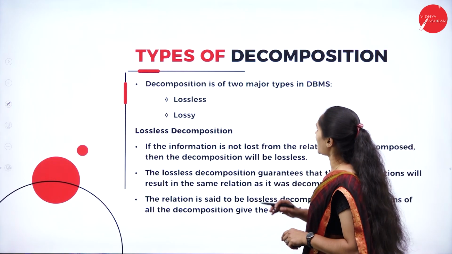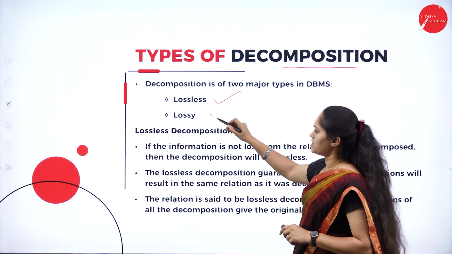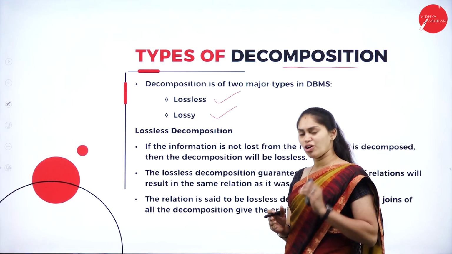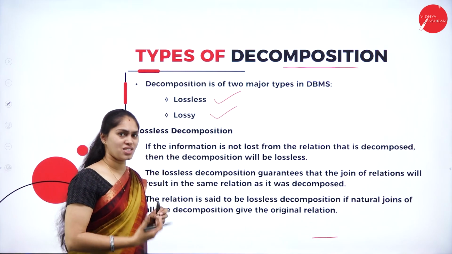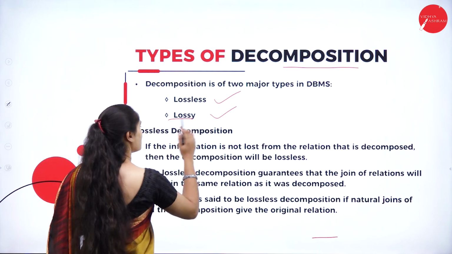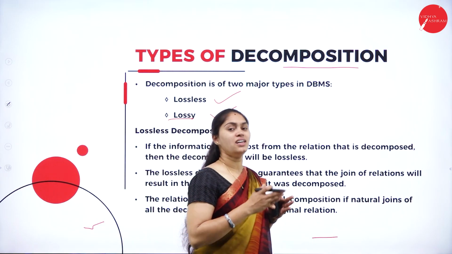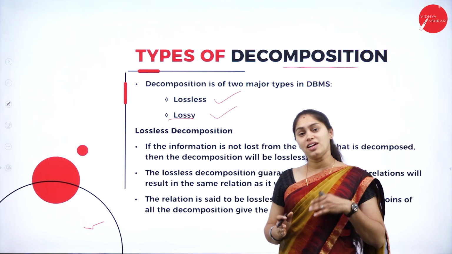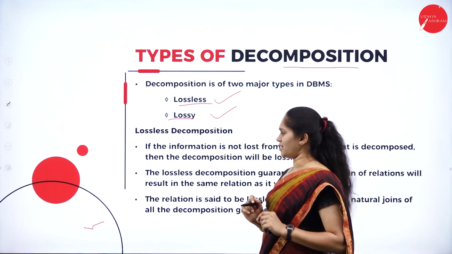Then what about the types of decomposition we have? It can be lossless decomposition or lossy decomposition. You got to know what decomposition is. If some loss of information is taking place, then we call that a lossy decomposition. Though we are decomposing or dividing the table into a number of tables, if you are not losing any of the information, then it becomes lossless.